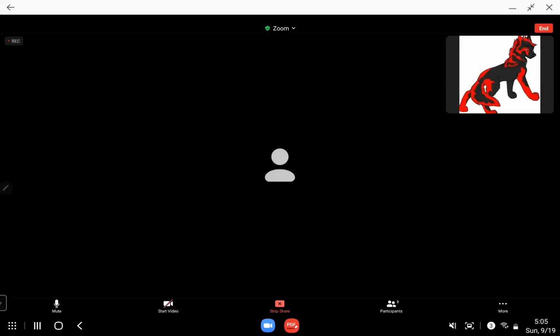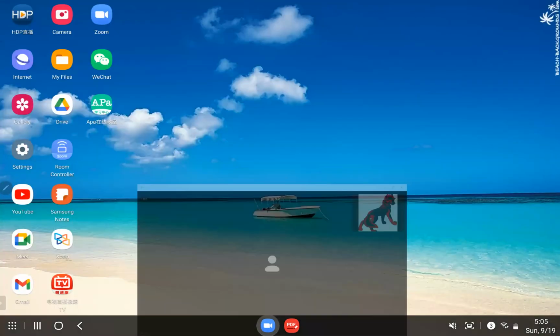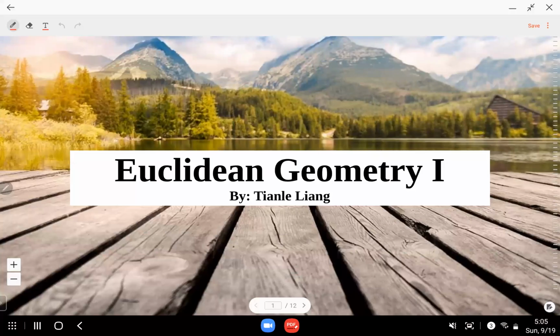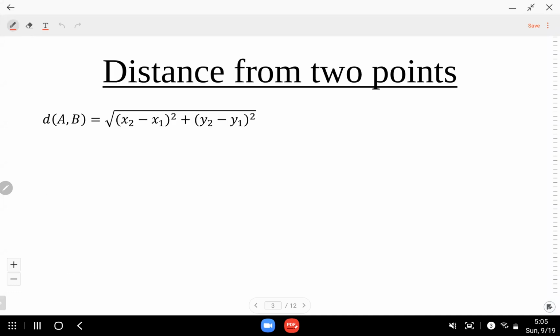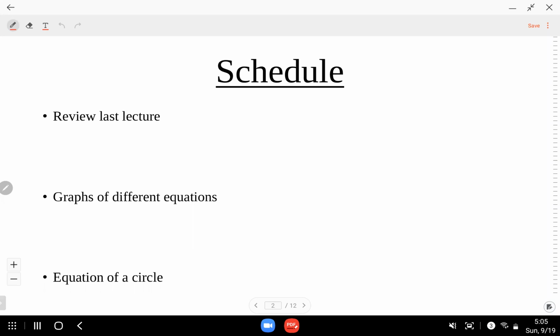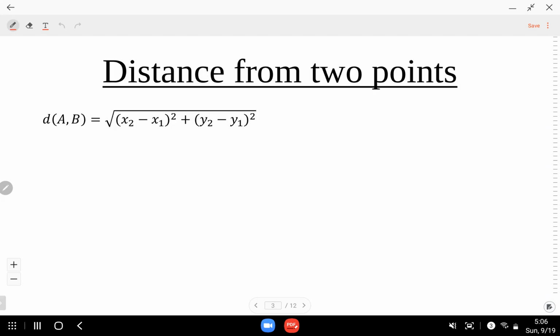Yes, very good. Okay. So now let's continue our topic of Euclidean geometry. But first, let's do a little review of what we learned last lecture. All right, so this is our schedule. After we review last lecture, we will be learning about the graphs of different equations. And the big idea to take away from this lesson is the equation of a circle, which we'll be working on this class and part of next class. All right, so first let's review the distance between 2 points A and B.